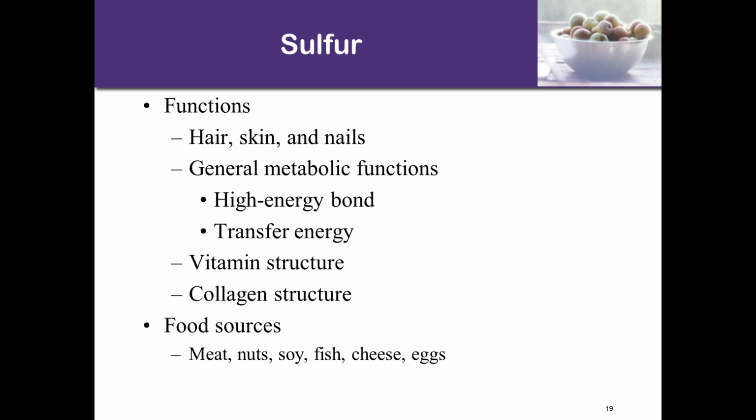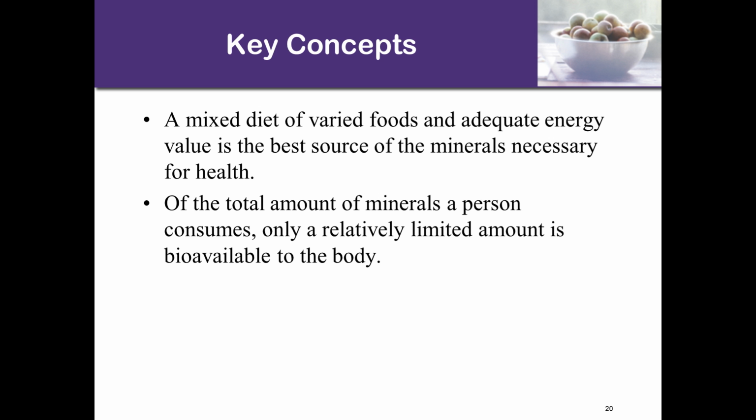And food sources that contain sulfur ion are meat, nuts, soya, fish, cheese, egg. These are the sources from where you get sulfur ion.